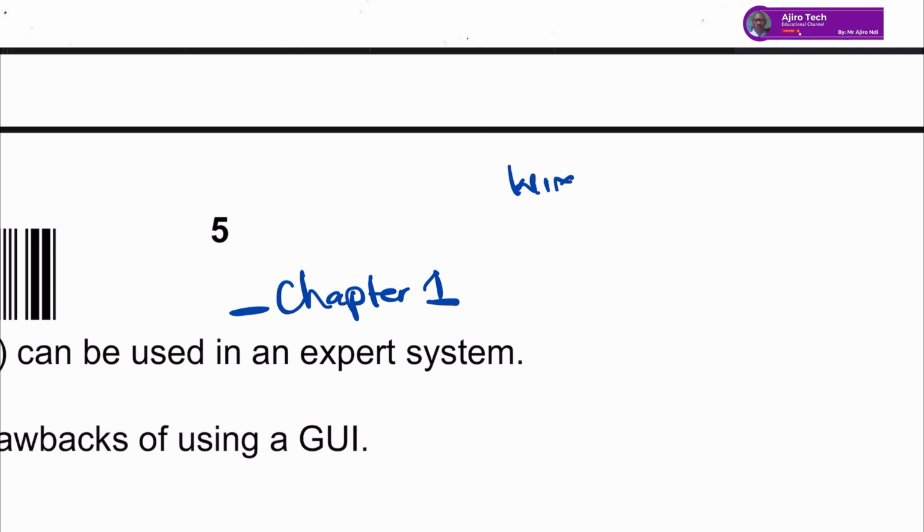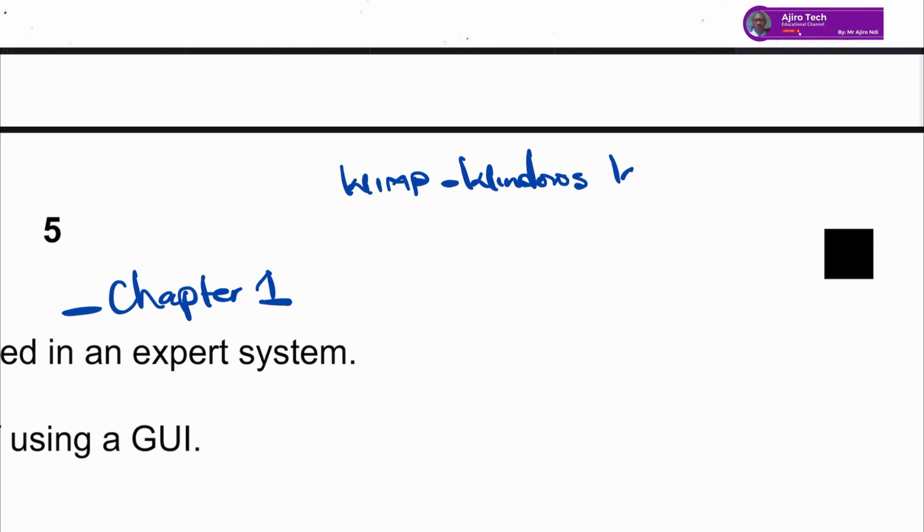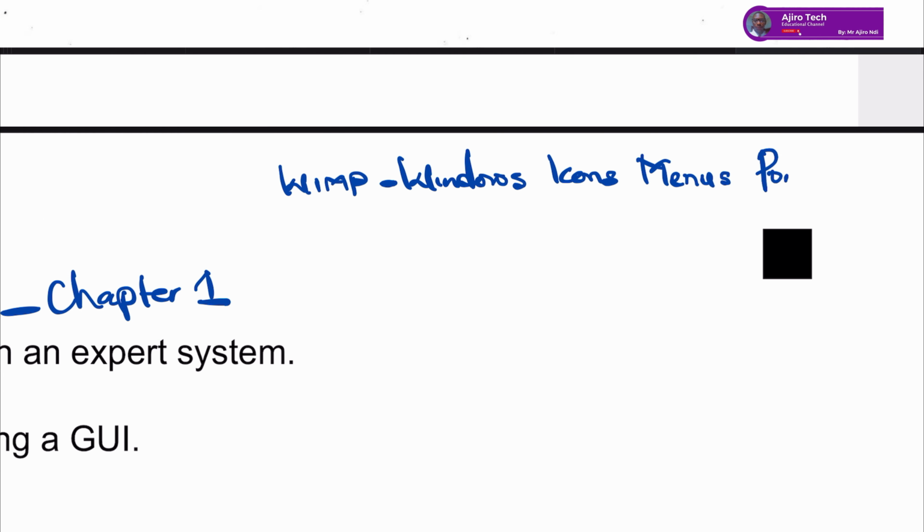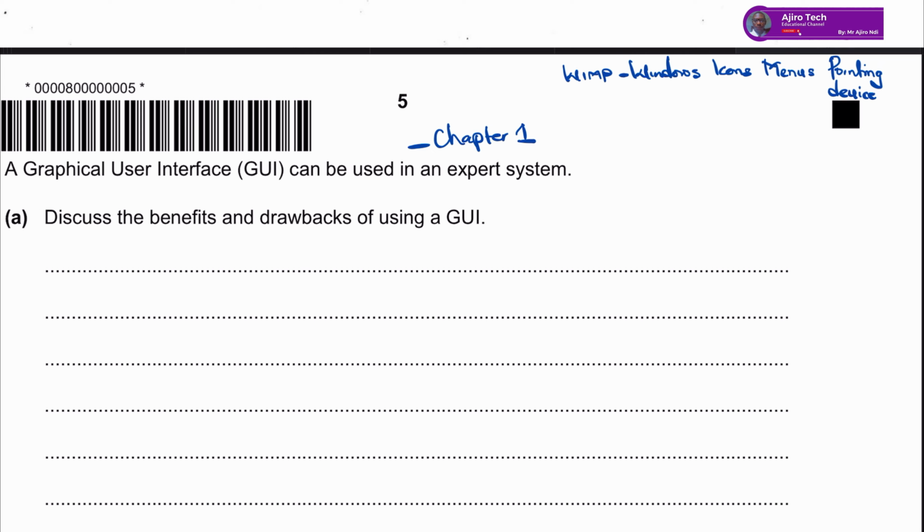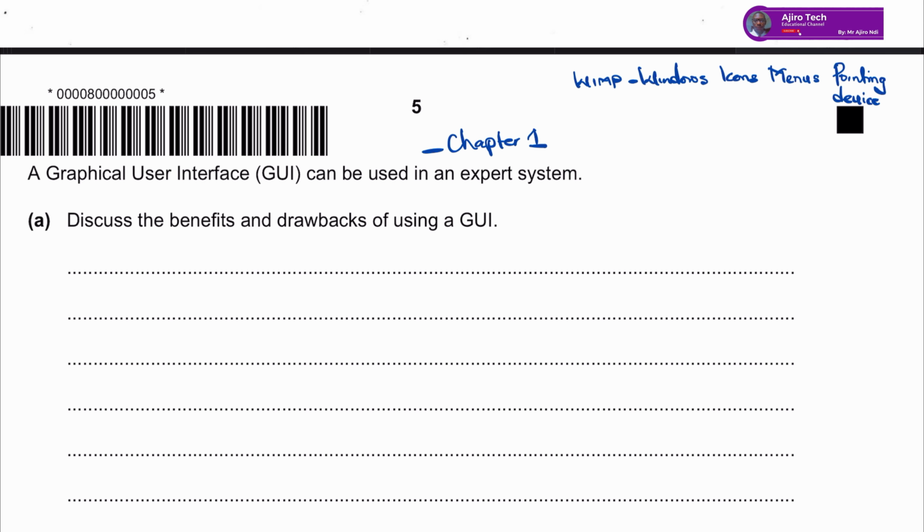So that simply means that this is what? The windows, the icons, the menus, the pointing device. So let's talk about it. Now we understand the concept of it. And because of that, it's user friendly. So let's talk about the benefit between them.